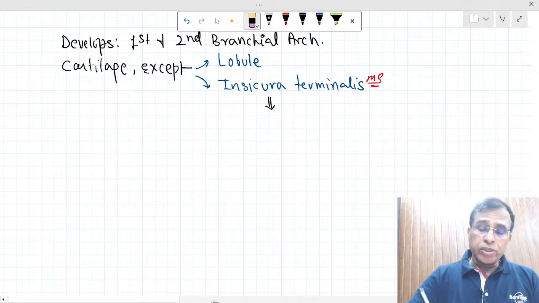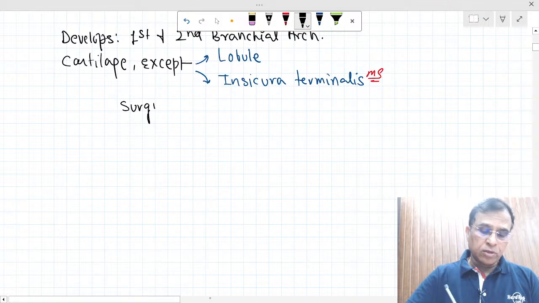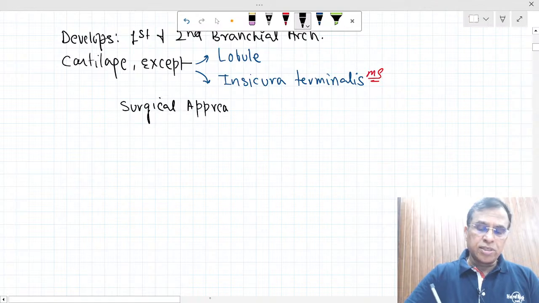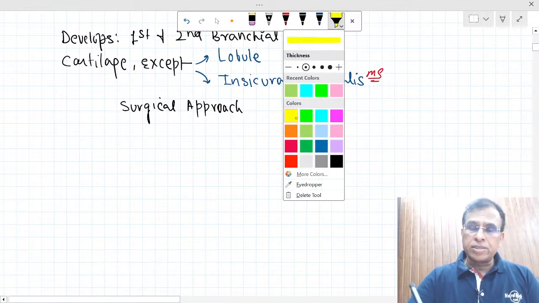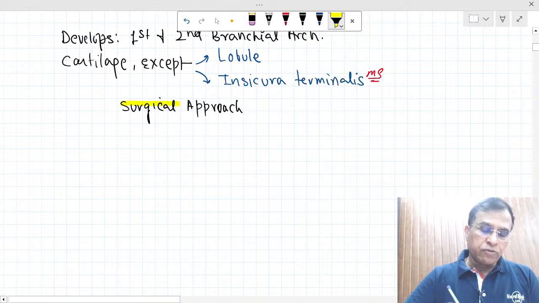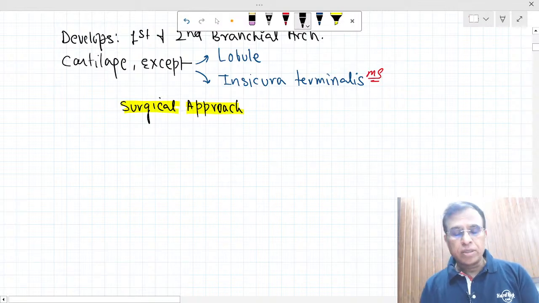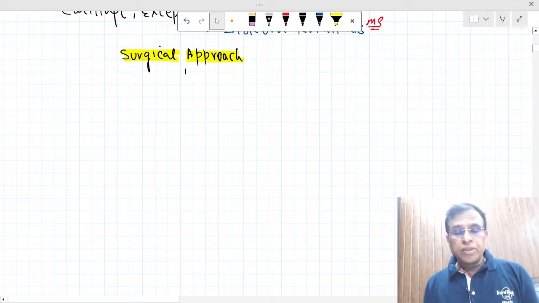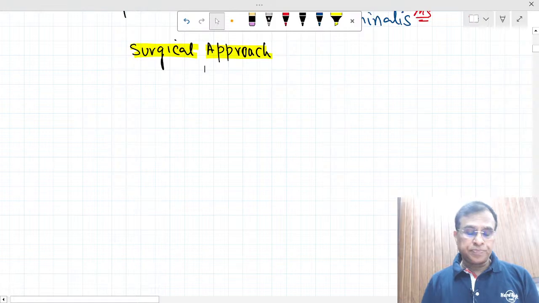But this gives me the opportunity to talk about what are called surgical approaches to the middle ear. When I say surgical approach, what does it mean? That if you want to do surgery in the middle ear, you have to enter the ear from some area, some part. So which part you use to enter the middle ear is the surgical approach, also called surgical route, however you pronounce it. Now, if you want to do surgery in the middle ear, there are 3 common approaches.